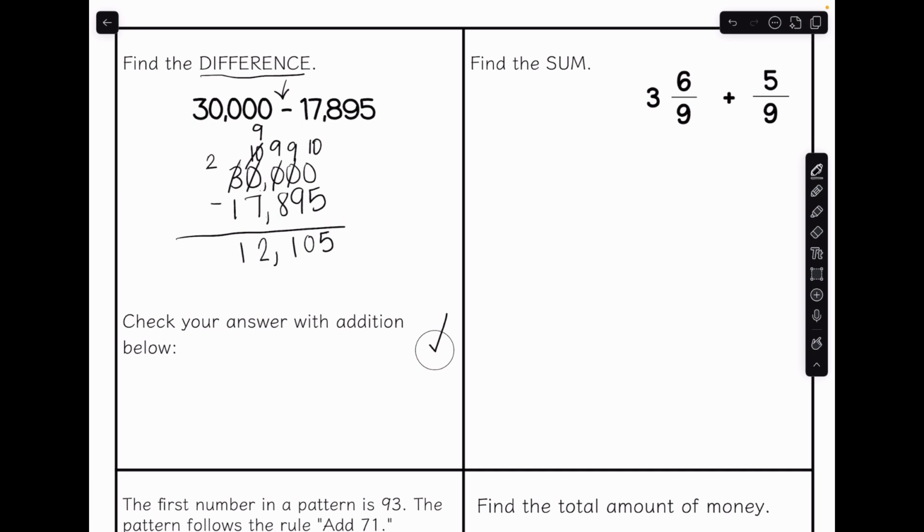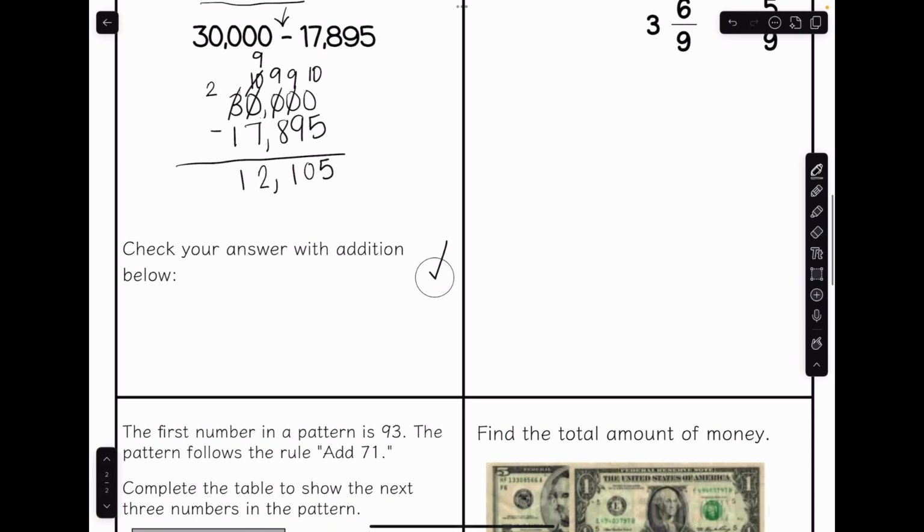Okay? Now, you're going to check yourself. Make sure that we're correct. So we're going to come down here. 17,895 plus 12,105. I'm going to leave that for you. Y'all know how to add. Y'all are geniuses when it comes to addition. So you got this, okay? Go ahead and add to make sure we got the right answer.